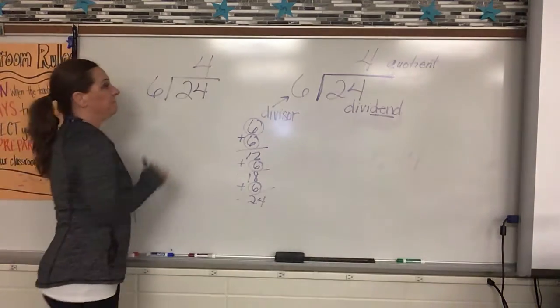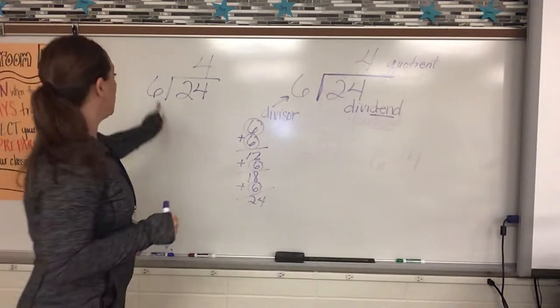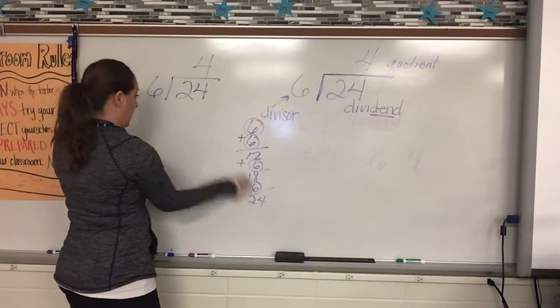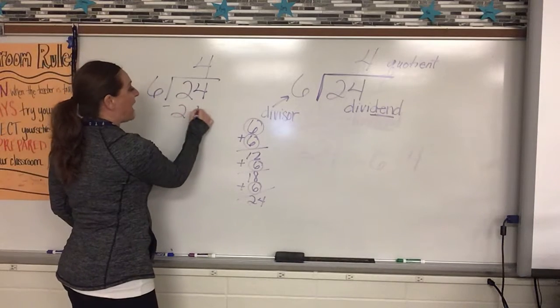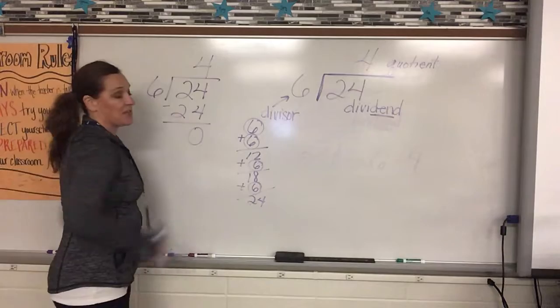4. Now, the next part is multiplying. We multiply the 6 and the 4, and we get 24. We then subtract 24 from the dividend, and our answer is 0.